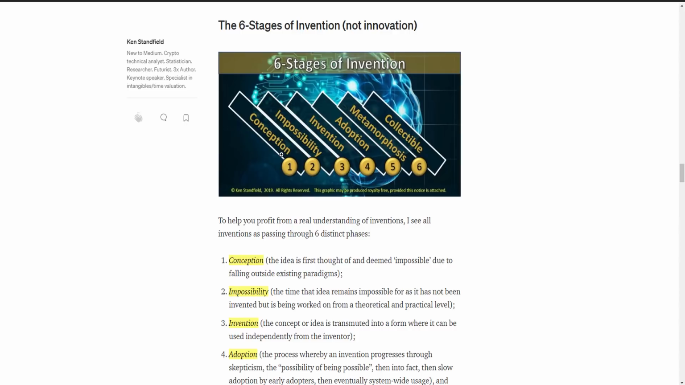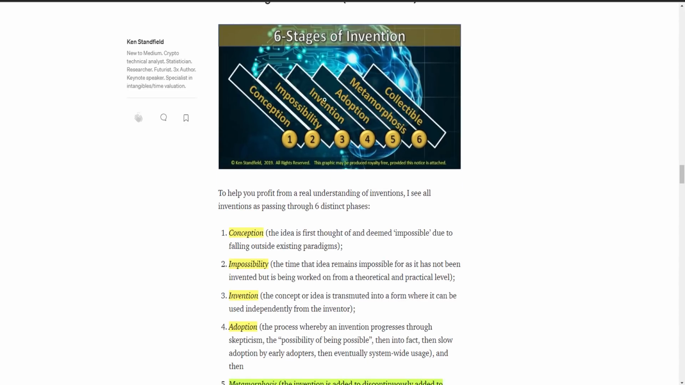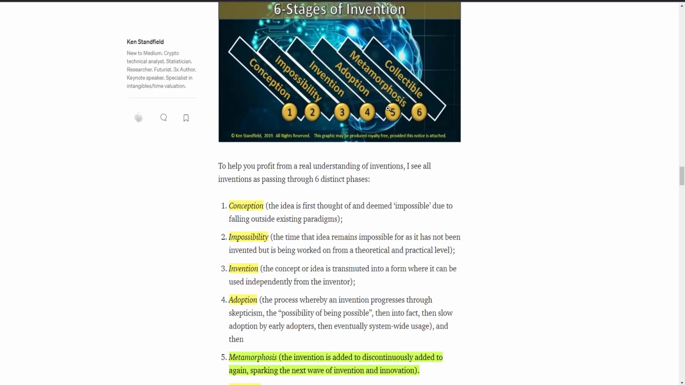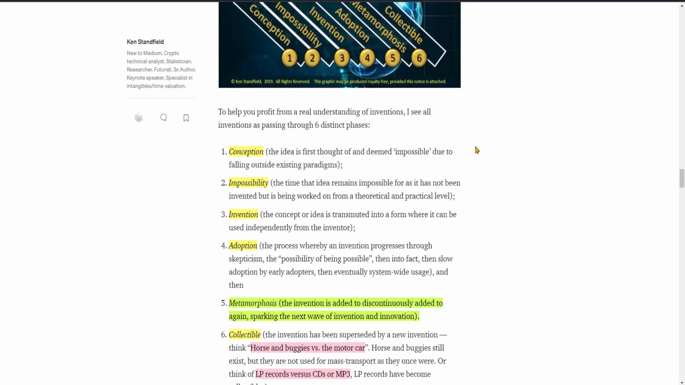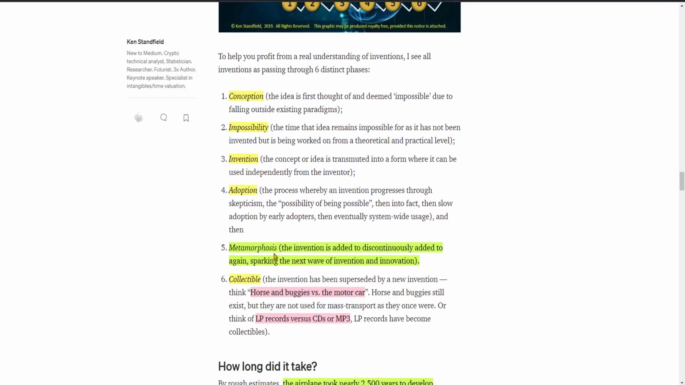We think about an idea, it's worked on because it's impossible. The invention occurs, like the Wright brothers doing the flight, at Kitty Hawk. It gets adopted, but it's slow for adoption. We're in this phase 5 here, phase 4 here, adoption. Then metamorphosis. Wow, what is metamorphosis? Glad you asked. I put a little thing here. What metamorphosis is explaining really is the alt ecosystem. Bitcoin would be the grandfather or the grandmother of them all, but the alts are the children. They're building out, sparking wave after wave of innovation and invention as well.